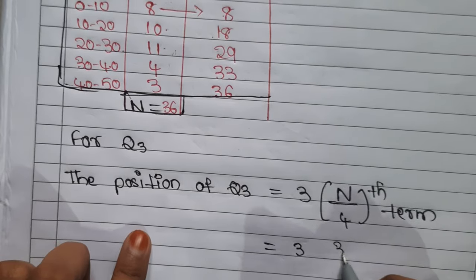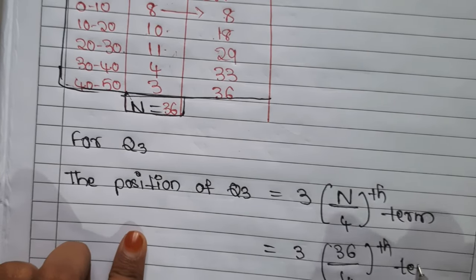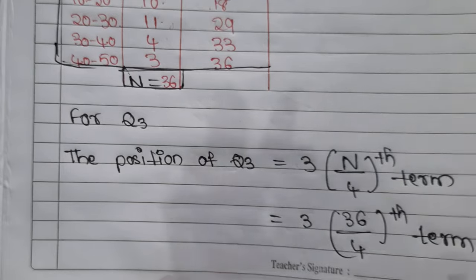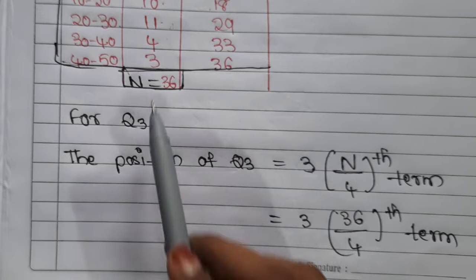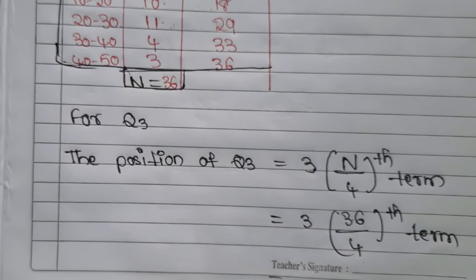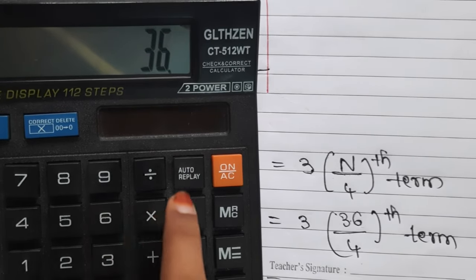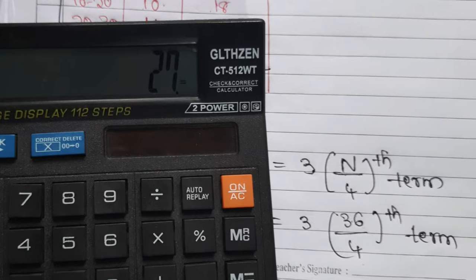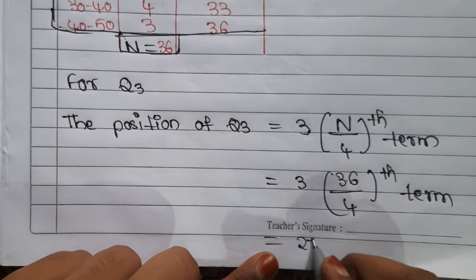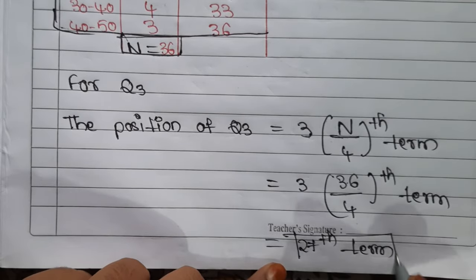Then what will you be doing? 36 by 4th term. This is the formula: 3 into n by 4th term. You take 3 as it is. Then what is our n? N is 36, by 4th term. Then what will you get? You just do the calculation. Take a calculator. 3 into 36 divided by 4. How much did you get? You got 27. So this is our 27th term.